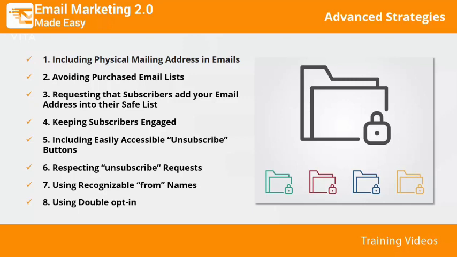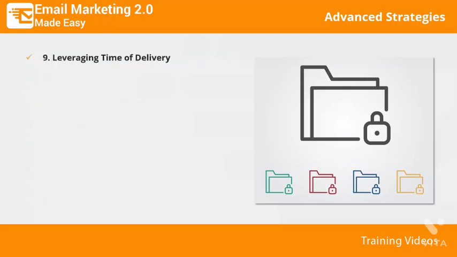8. Using double opt-in. Make sure to send a confirmation email to each new subscriber. This will give you an additional layer of protection against spam filters and will also tell you how committed subscribers are to continue opening your emails. 9. Leveraging time of delivery. You want to send your emails at the right time. Use scheduling options in your email marketing platform to send emails according to people's time zones.